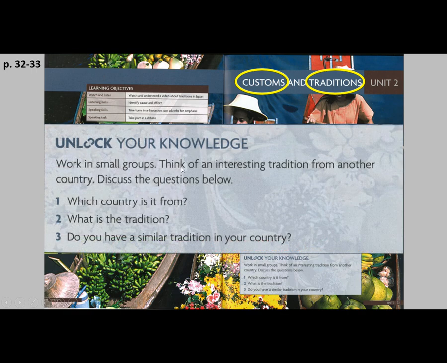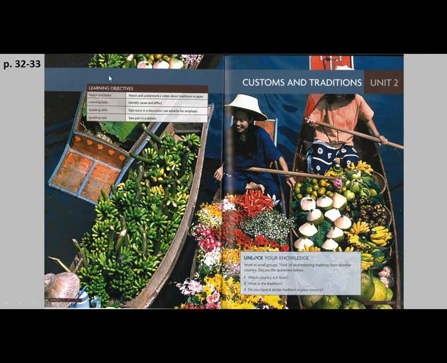Now, what do you already know about customs and traditions? So unlock your knowledge. You will see 3 questions here. So first, let's read the questions. Discuss the questions below. Which country is it from? Imagine this picture, for example. Look at the large picture here. Which country is it from? What's the tradition? And do you have a similar tradition in your country? So let's look at this picture now. This is a tradition. The first question is, which country is it from?